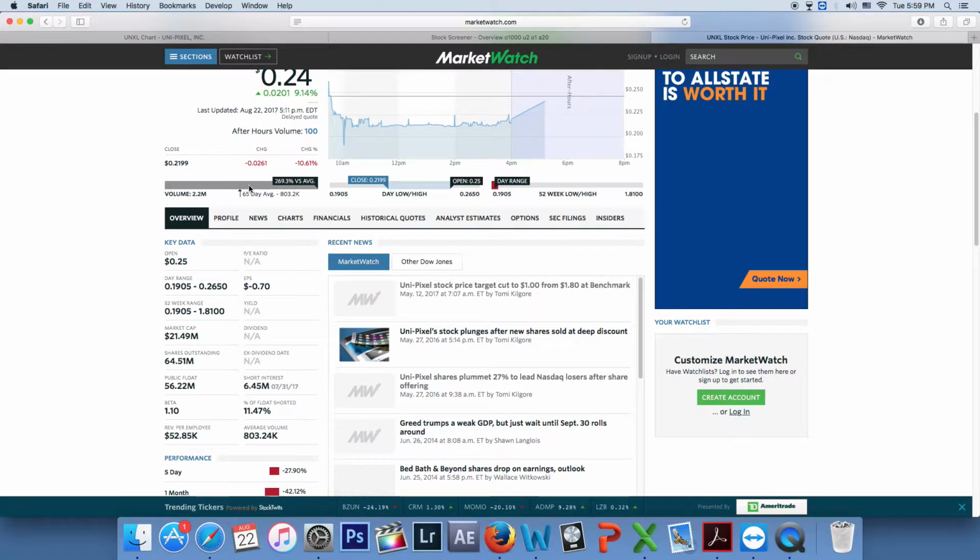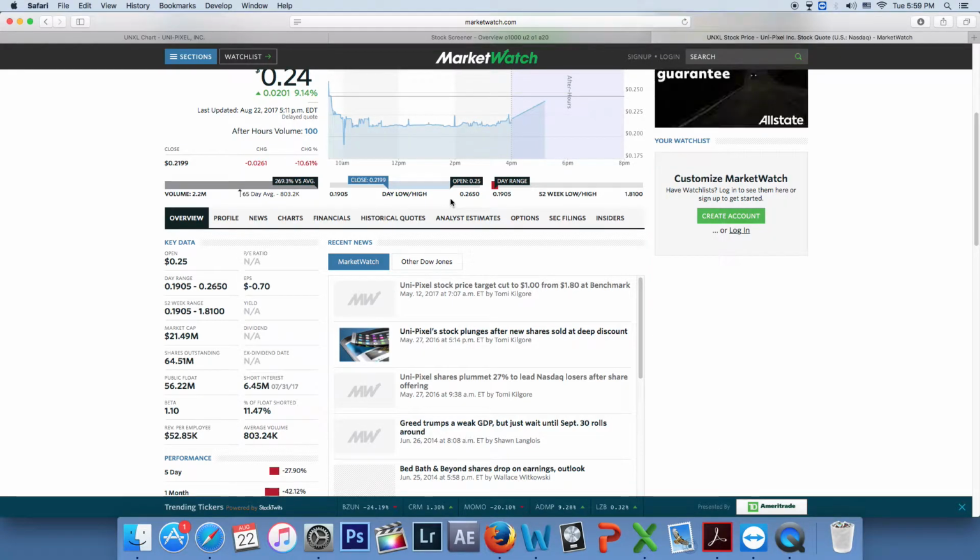They closed at 21 cents. Here we go. Okay, so this is their day's range: 19 cents to 26 cents, as you can see right here. This is a 7 cents gap.